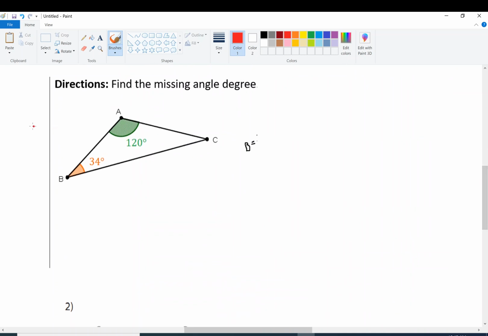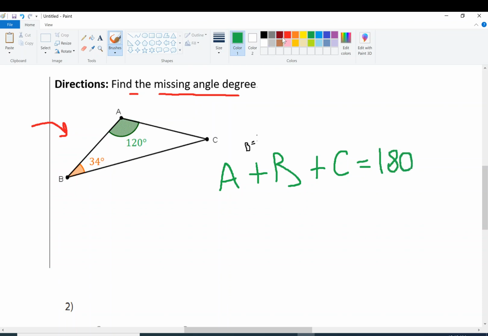So I have a triangle here, and I want to find the missing angle degree. Let's start with writing down our formula: A plus B plus C is equal to 180. Let's start labeling this triangle. Conveniently, this triangle is already labeled A, B, and C. I'm going to call the angles the same as the vertices. So A is equal to 120, B is equal to 34, C is equal to, well, I don't know. That's what I'm trying to find here.